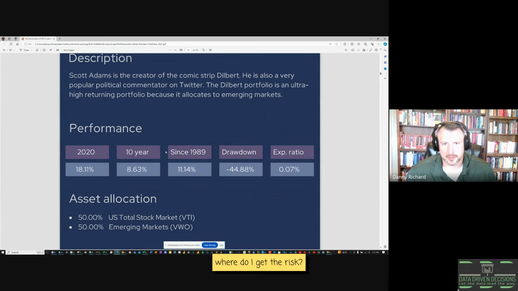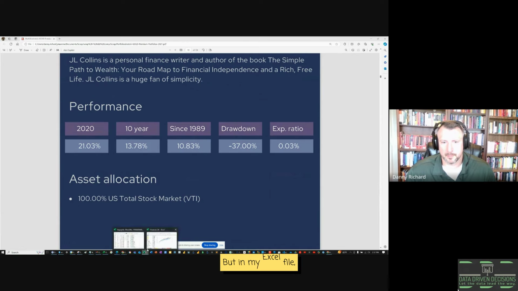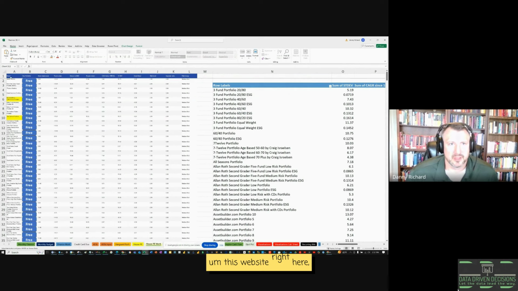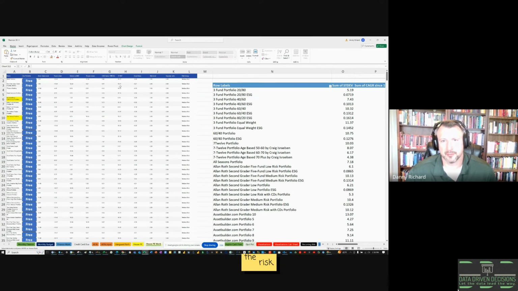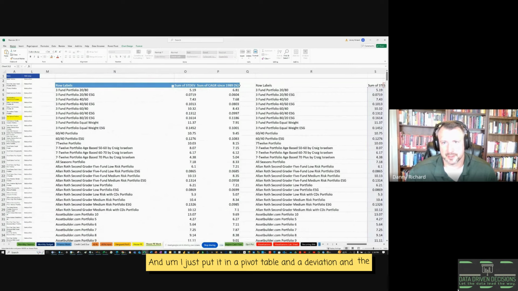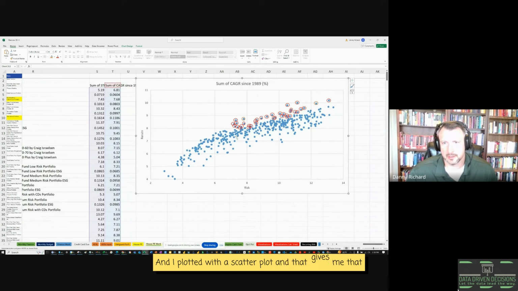Where do I get the risk? I must have found it in a different tool, but in my Excel file, this website right here, I have to figure out where I got it, it gives the return since 1989 and the standard deviation, the risk. I just put it in a pivot table, standard deviation and the return, and I plot it with a scatter plot. That gives me that graph, and then I just manually selected the ones I wanted to pick. I wanted to pick about 20, 25 of them.